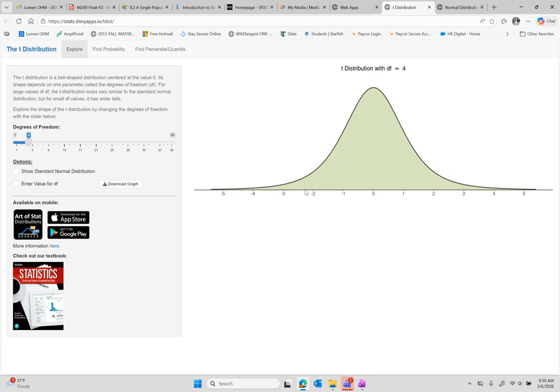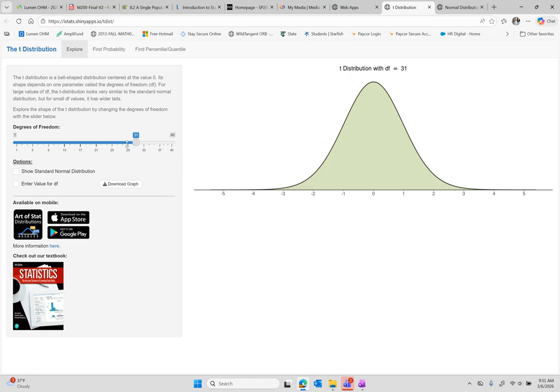If you go beyond the 3 standard deviations, remember that in the normal distribution, the empirical rule says that 99.7% of the data will actually lie within the 3 standard deviations from the mean. This is not true for the t distribution. However, as you increase the sample size, then it does look more normal.